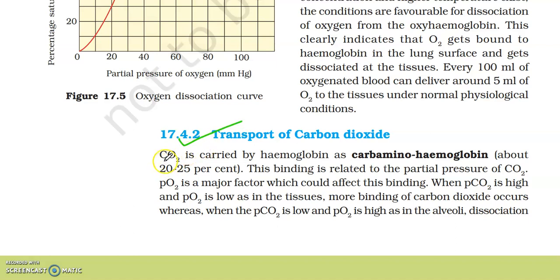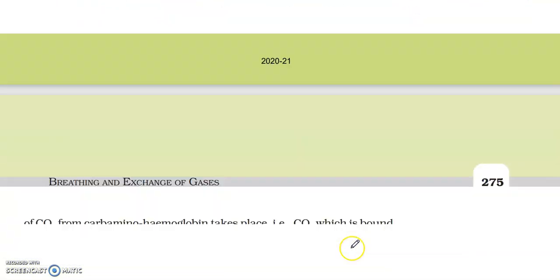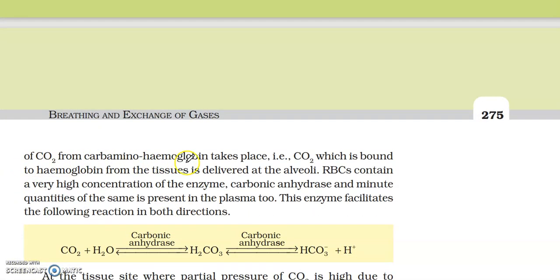Transport of carbon dioxide. Carbon dioxide is carried by hemoglobin as carbaminohemoglobin, about 20 to 25%. This binding is related to the partial pressure of carbon dioxide. PO2 is a major factor which could affect this binding. When PCO2 is high and PO2 is low, as in the tissues, more binding of carbon dioxide occurs, whereas when the PCO2 is low and PO2 is high, as in the alveoli, dissociation of CO2 from carbaminohemoglobin takes place. That is, CO2 which is bound to hemoglobin from the tissues is delivered at the alveoli.